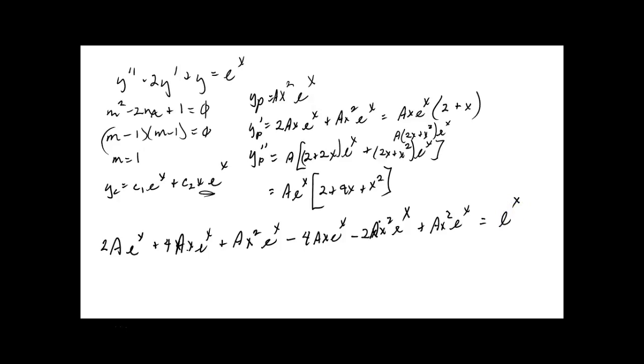All right, so obviously all these terms with the x squareds in them need to add to 0. Well, look at the first one. Ax squared e to the x plus ax squared e to the x. That's 2ax squared e to the x. That goes to 0. The 4ax e to the x minus 4ax e to the x, that goes to 0. Good so far, and now we have 2a is equal to 1.